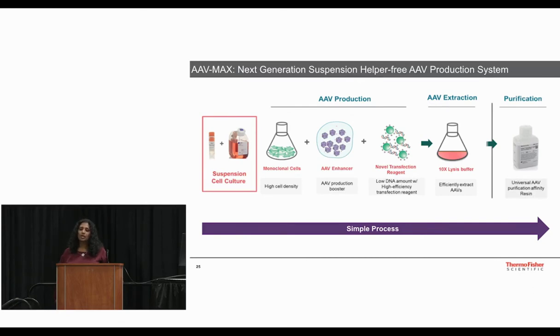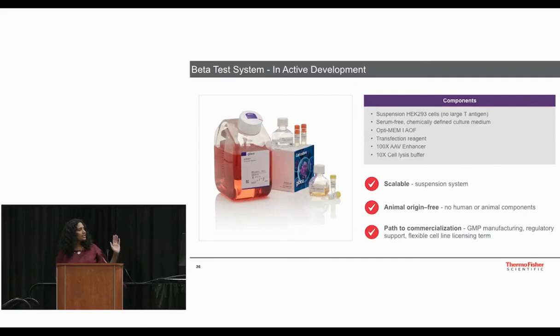process. We are also working with our collaborators within the company on the purification side and trying to build that protocol all the way from producing the virus to getting the right protocols for purification using our porous columns. So not only building the production system for virus production, but also having the workflow from end to end. So again, this is a scalable suspension system, animal origin free.